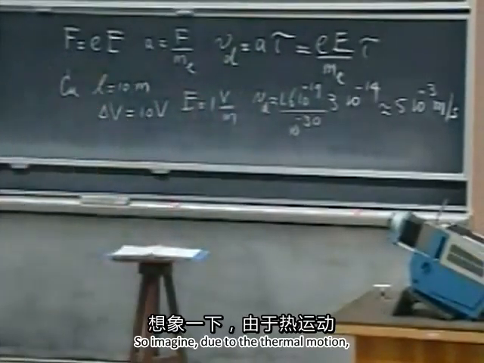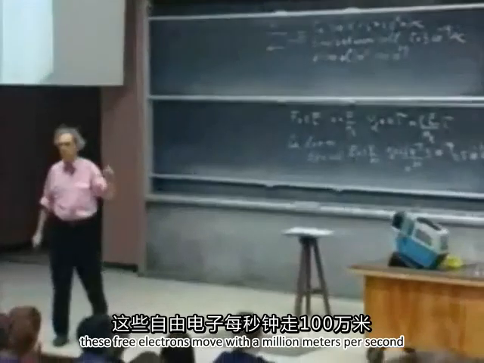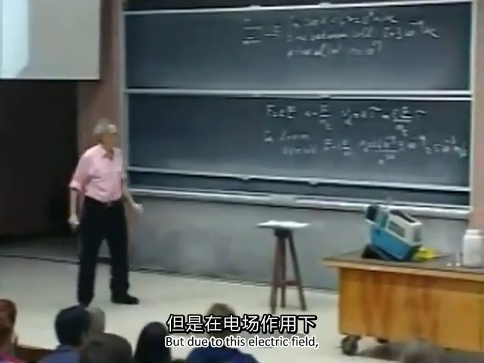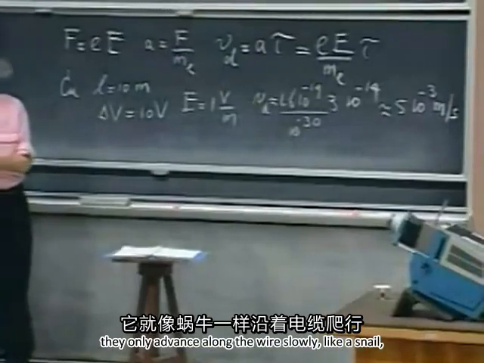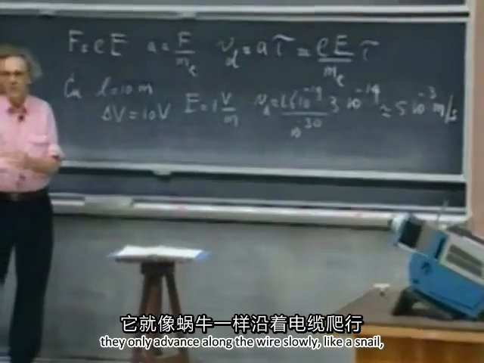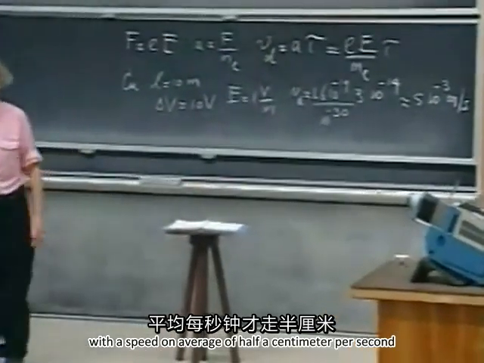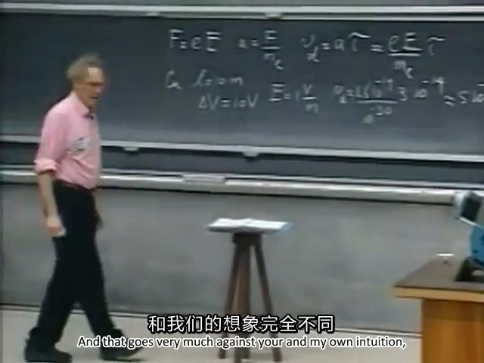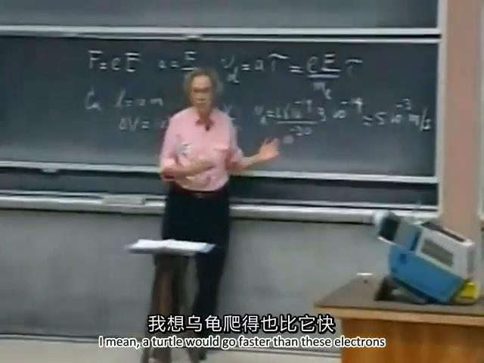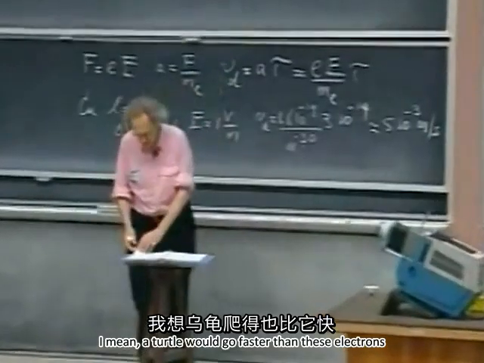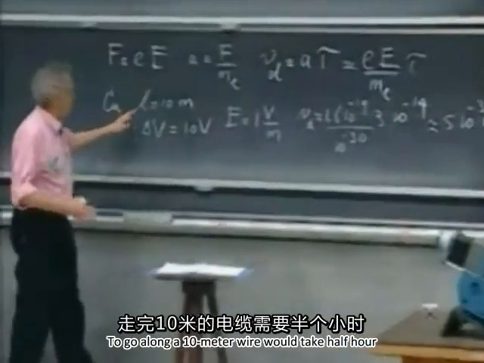So imagine, due to the thermal motion, these free electrons move with 1,000,000 meters per second. But due to this electric field, they only advance along the wire slowly, like a snail, with an average speed of half a centimeter per second. And this goes very much against your and my own intuition, but this is the way it is. I mean, a turtle would go faster than these electrons. To go along a 10-meter wire would take half an hour.